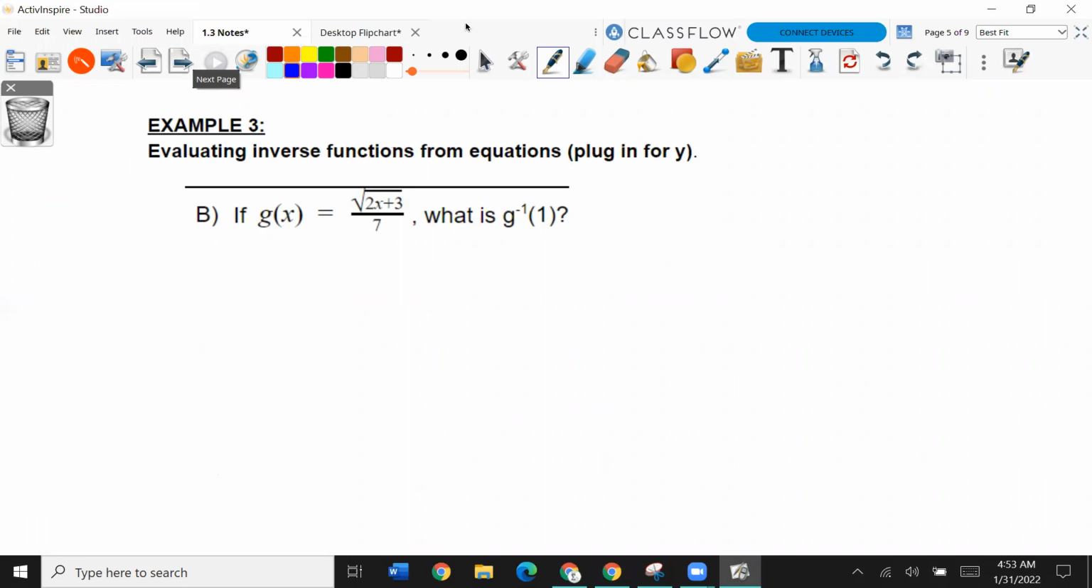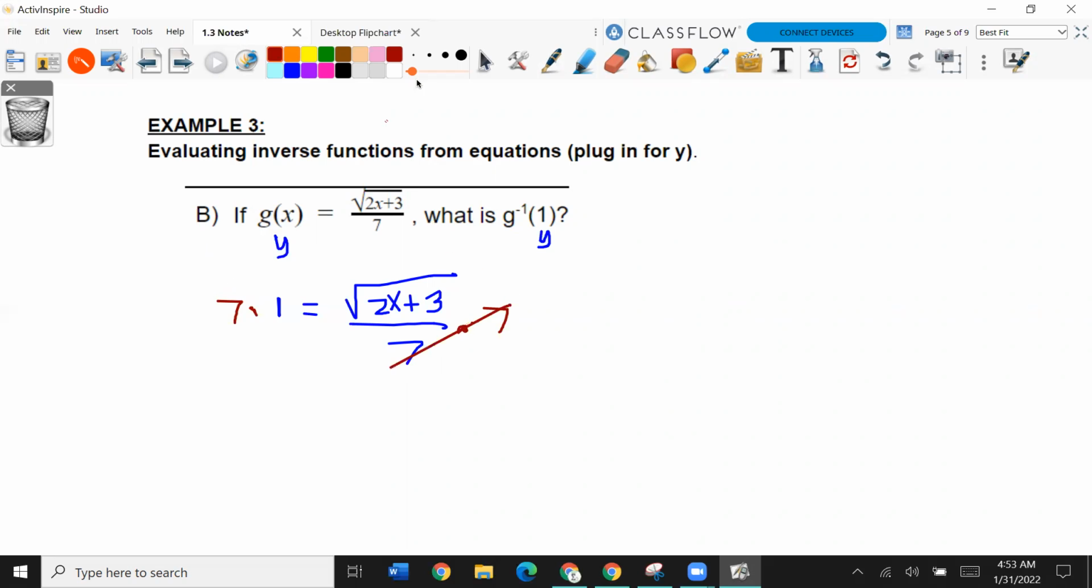Okay, letter B. Pause the video so you can try this on your own. Okay, so I'm going to plug in 1. Hopefully you tried this on your own. I'm going to plug in 1 for the y value. Let's see, write that out real quick. So in this case, I want to multiply by this number that's being divided first. So I'm going to multiply both sides by 7. And what that'll do is it'll cancel out this 7 here.